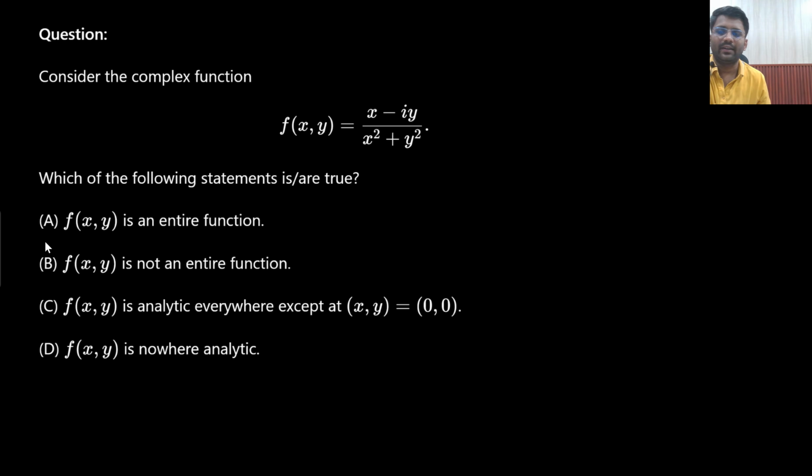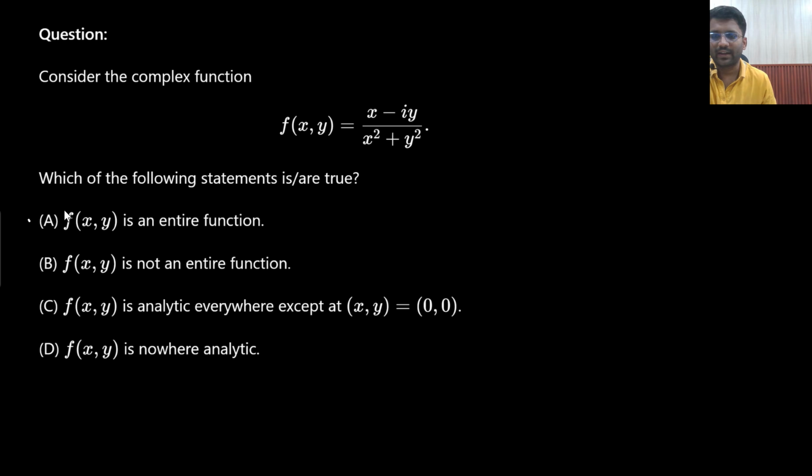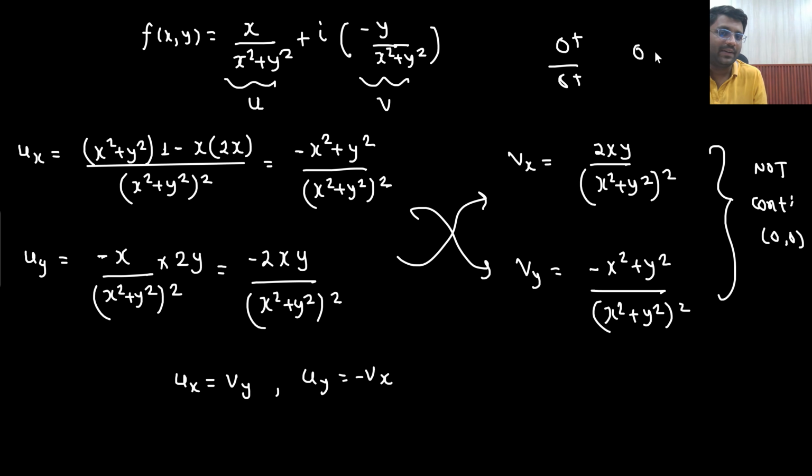So sir, it is the entire function irrespective of the value of x and y. That means it is always differentiable. So it is the entire function, which is wrong. Why is that so? It is not an entire function because they are not continuous at 0, 0. Not continuous at 0, 0, because at 0, 0, 0 plus 0 whole square will be 0 only. So it will become 0 by 0, which is an undefined form.